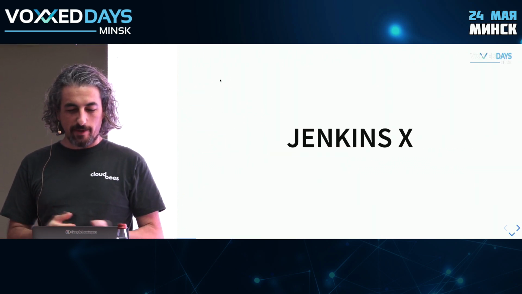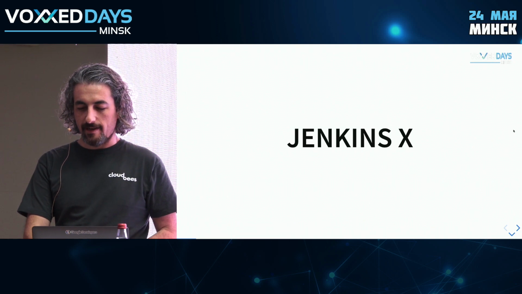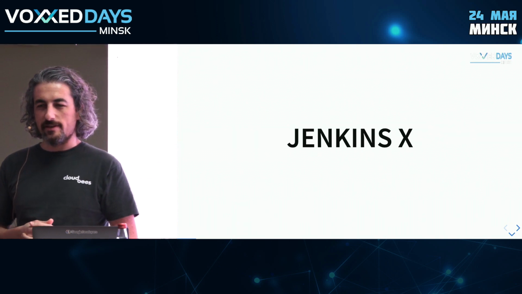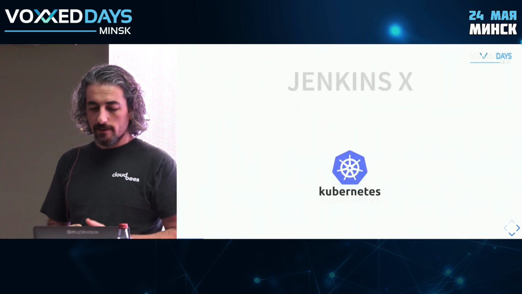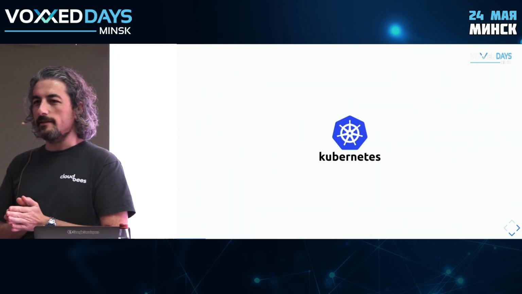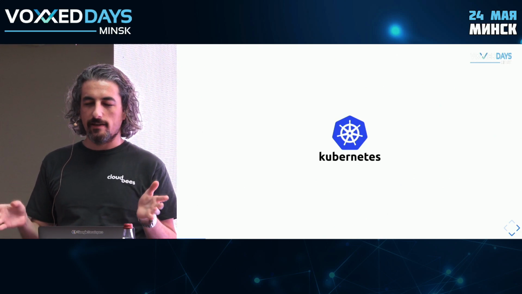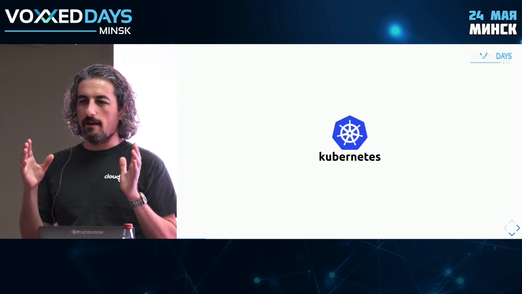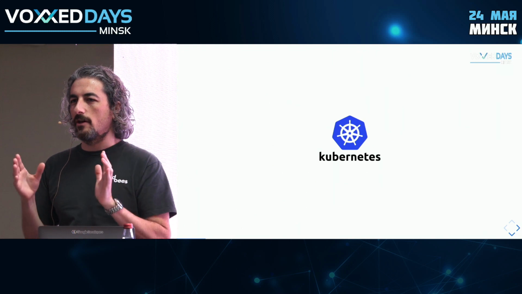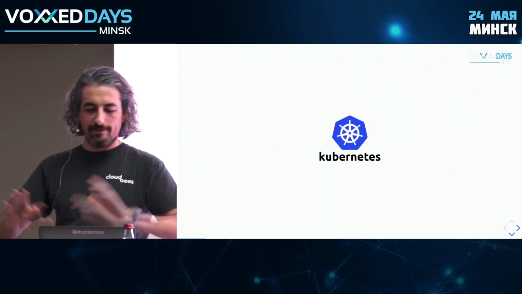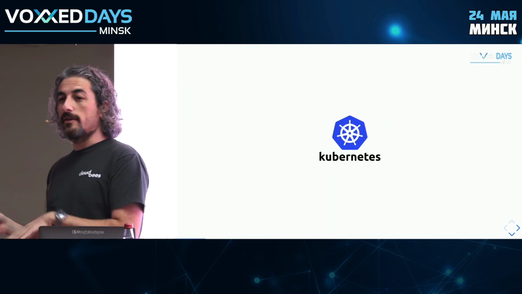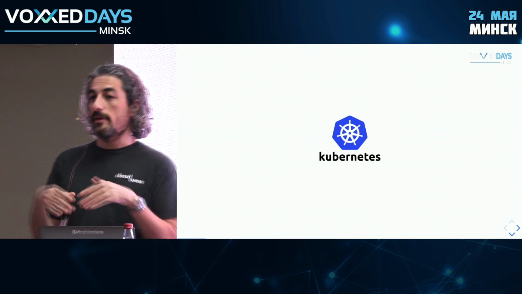So I'm going to do a quick introduction on Jenkins X for those of you that haven't seen it yet. So Jenkins X runs on Kubernetes. Everything runs on containers, everything runs as Kubernetes services. So Kubernetes all the way, right? Whether you deploy things to Kubernetes or not, everything runs on Kubernetes.